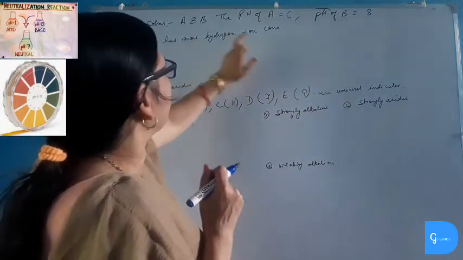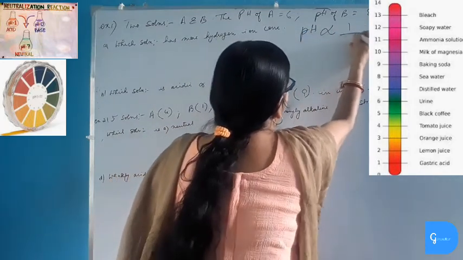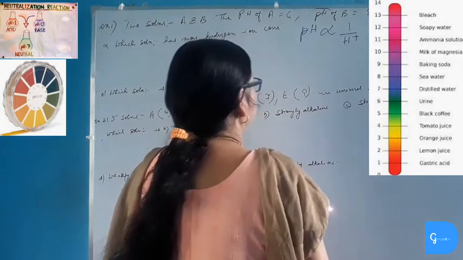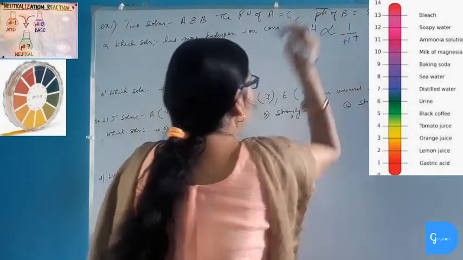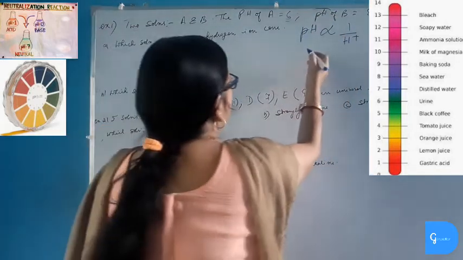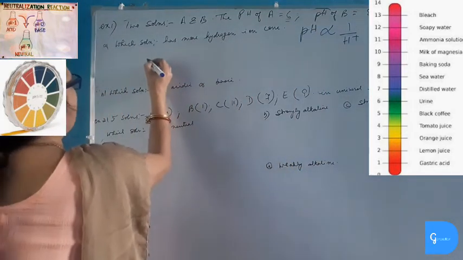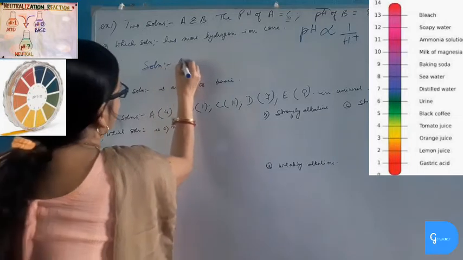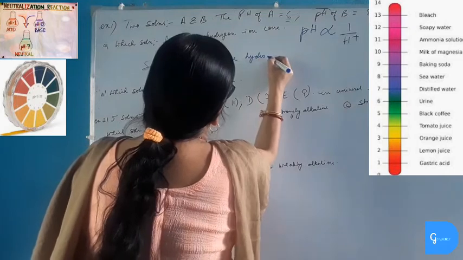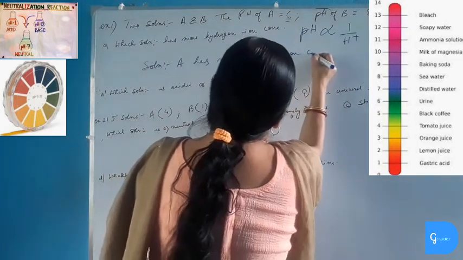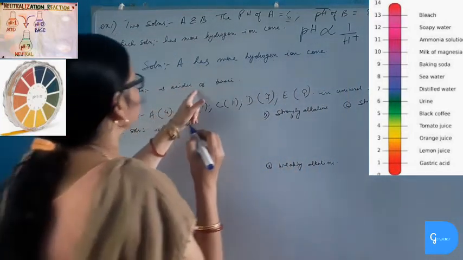Which solution has more hydrogen ion concentration? We know that pH of a solution is inversely proportional to hydrogen ion concentration. That is, if the pH value is more, then hydrogen ion concentration will be less, and vice versa. So here the solution having pH value 6 will have more hydrogen ion concentration. Thus solution A has more hydrogen ion concentration because it has lower pH. Which solution is acidic or basic?